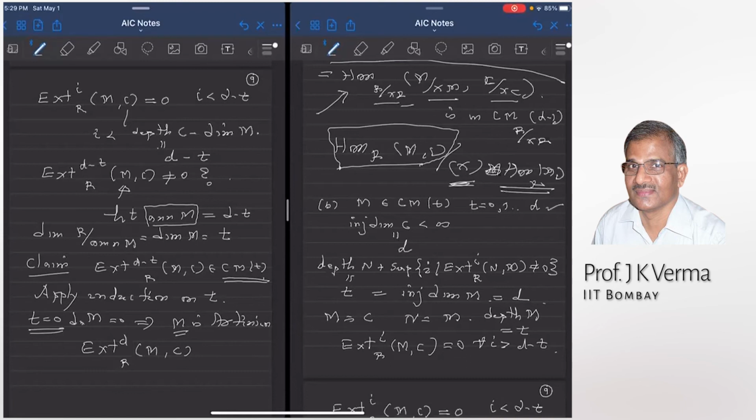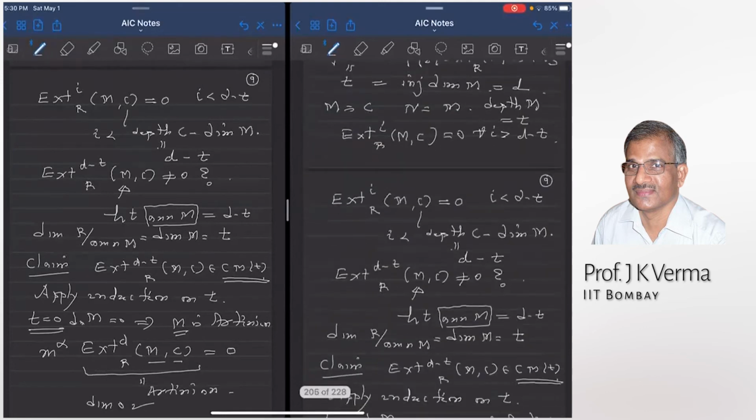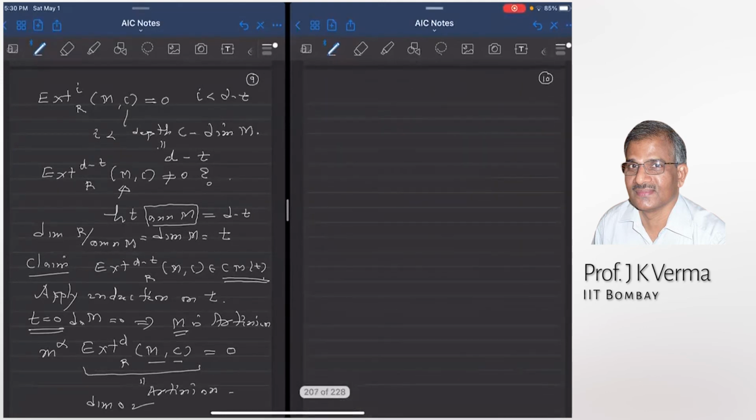So some power of the maximal ideal annihilates M, and the same power will also annihilate the Ext. But M and C are finite modules, so this is also a finite module. It is annihilated by some power of the maximal ideal. Therefore, this is Artinian. An Artinian finitely generated module is Cohen-Macaulay of dimension 0. So this is dimension 0, and we are done for T equals 0. Is this clear? Ext^D(M, C) is a 0-dimensional module.